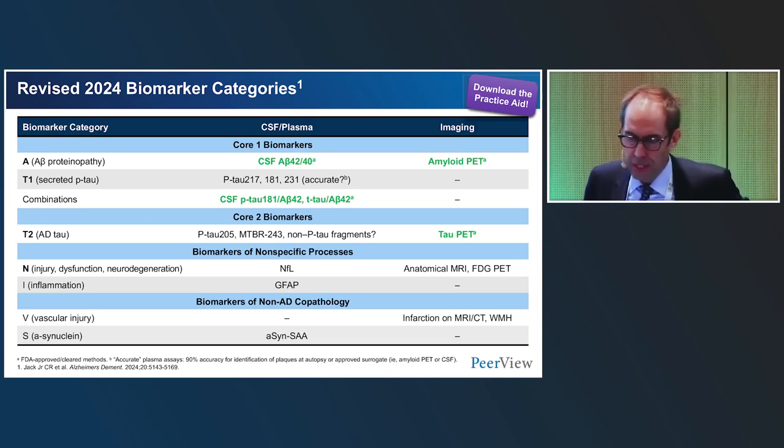So after that, in that new classification, there are N biomarkers added for non-specific processes, which would be FDG PET, MRI, and the NFL markers, and inflammation markers such as GFAP that can be assessed also. And then they would also list here biomarkers of non-AD co-pathology such as vascular, which could be measured with structural imaging, and synuclein as accessible by the new synuclein seeding assays.